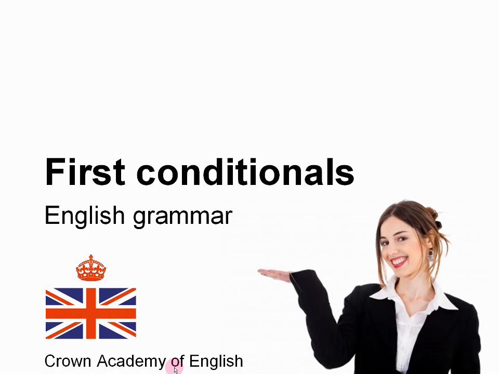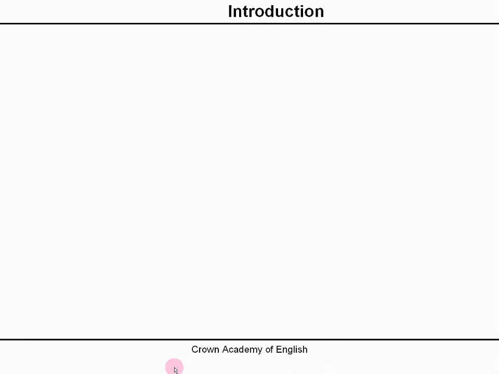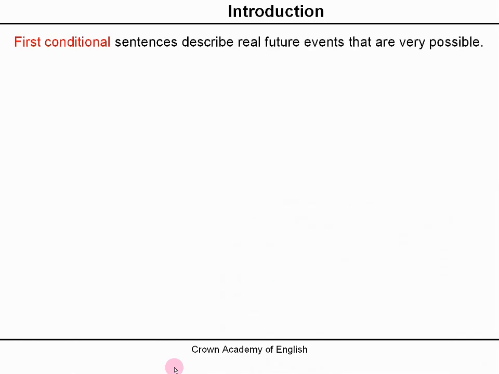Today we are doing an English grammar lesson and the subject is first conditionals. So let's start. First conditional sentences describe real future events that are very possible. Okay?